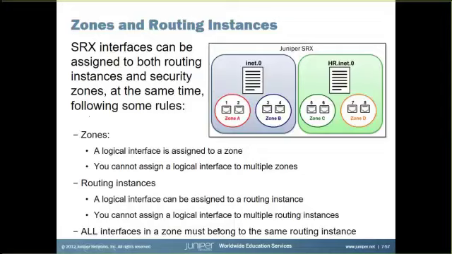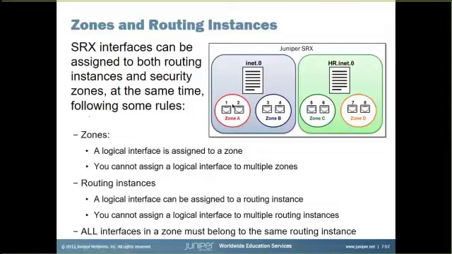So these first two are pretty straightforward, pretty easy to understand. This one is the one that confuses people sometimes. And this is actually the one that causes your configuration to fail the commit. So let's take a look at this picture right here. They're telling you that you assign interfaces to zones, and we also assign interfaces to routing instances.